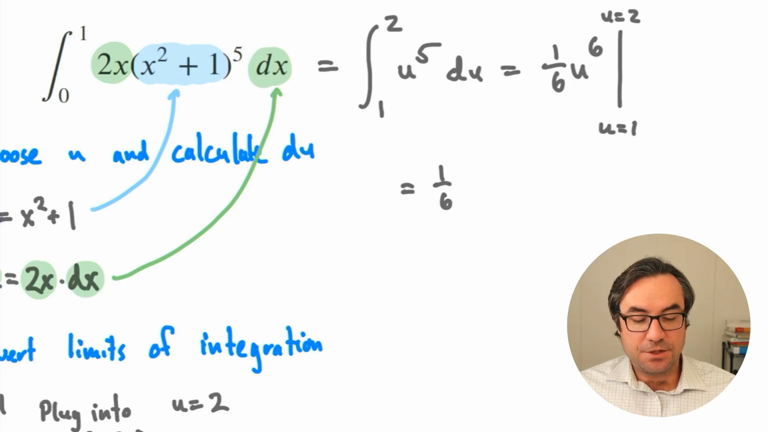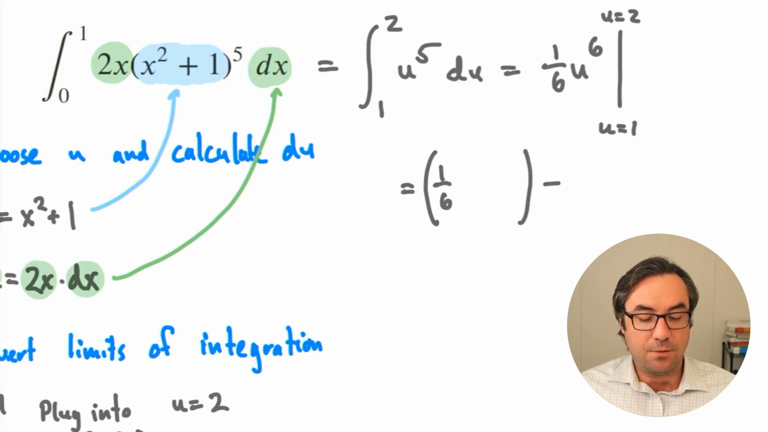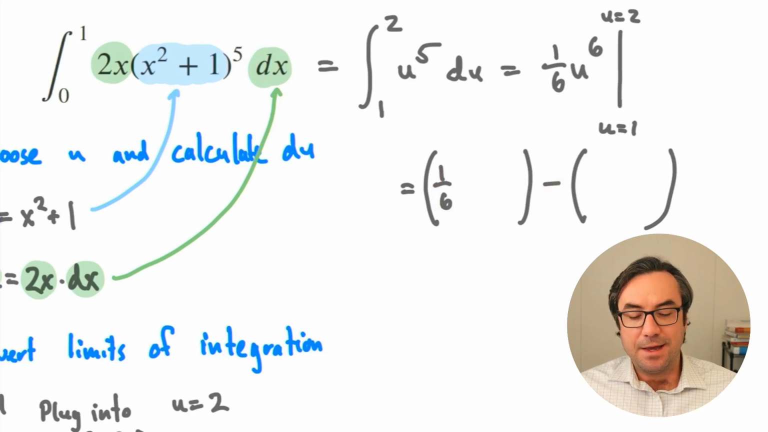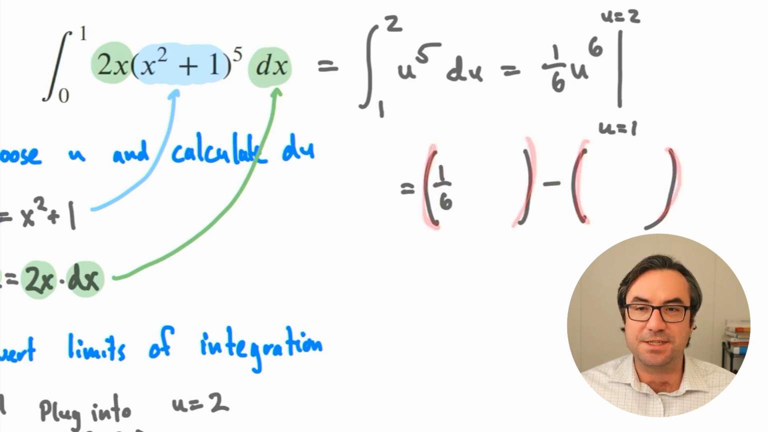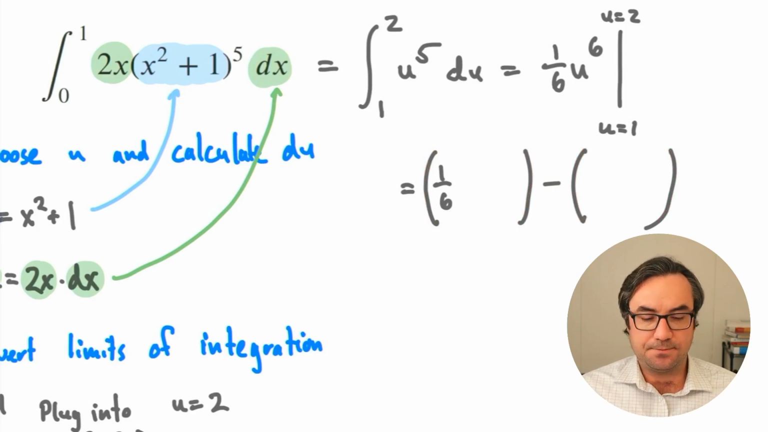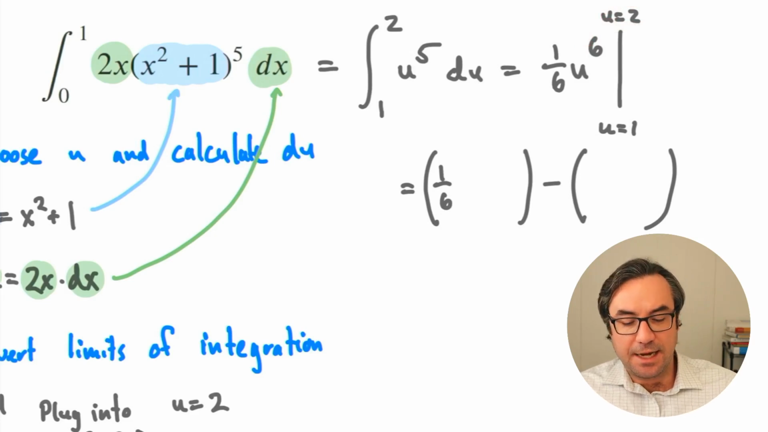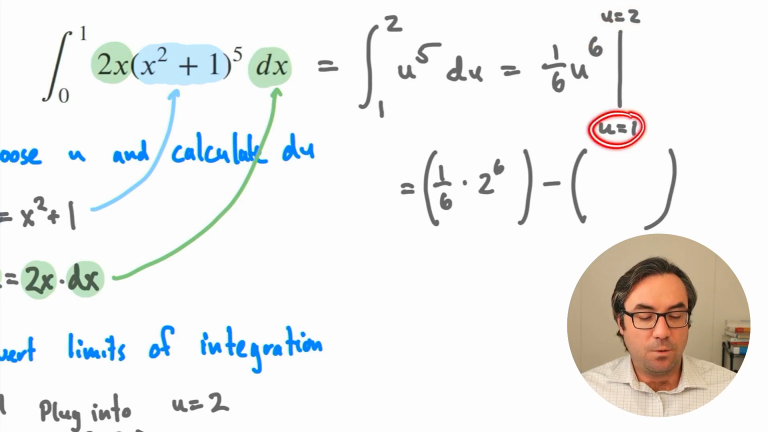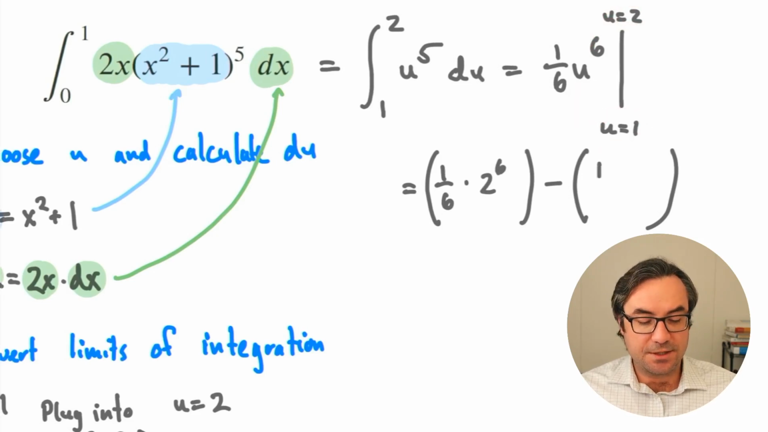So we have our 1 over 6. When you do a definite integral, it helps to set up the framework for what you're going to plug in. So I'm going to plug in my top number here, plug in my bottom number here, and then subtract in the middle. It helps to get these big parentheses to have your framework all ready to go. So what do we get when we plug in 2? We get 1 over 6 times 2 raised to the power 6. And when we plug in 1, we get 1 over 6 times 1 to the power 6.